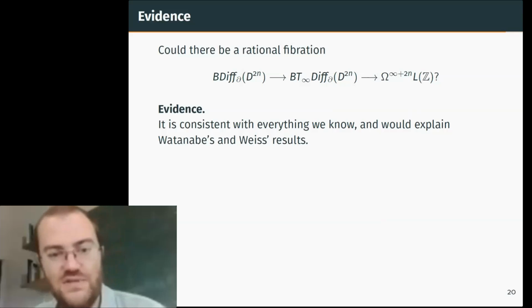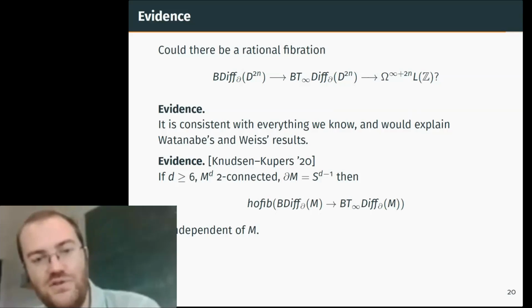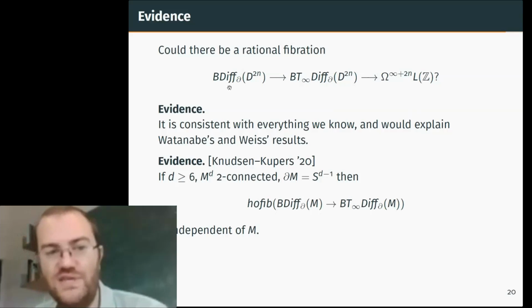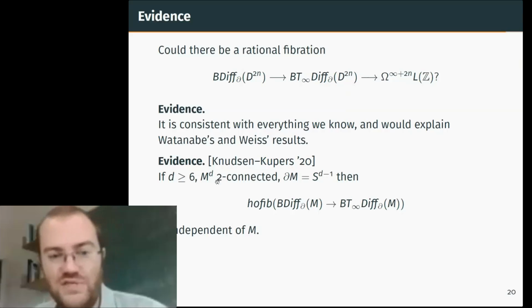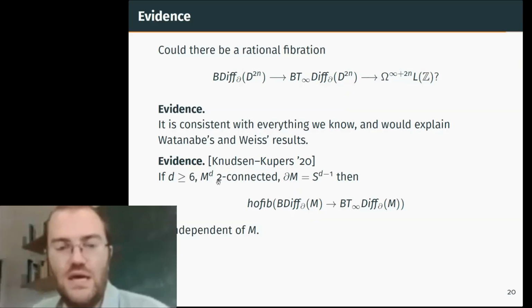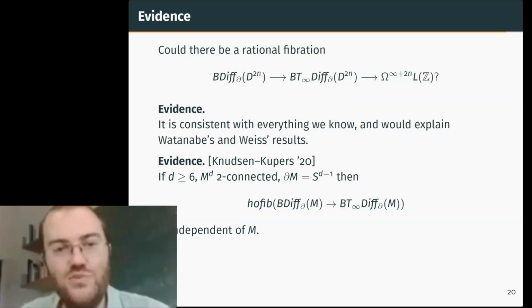The second piece of evidence is a recent theorem of Ben Knudsen and Alexander Cooper's, which is that this failure of convergence, the difference between diffeomorphisms and the embedding calculus approximation to diffeomorphisms, is quite robust. They prove that it doesn't really depend on the manifold, as long as the manifold is a little bit connected and its boundary is a sphere. The boundary of a sphere is probably not very important, but the fact that the manifold is a little bit connected is probably important for this.